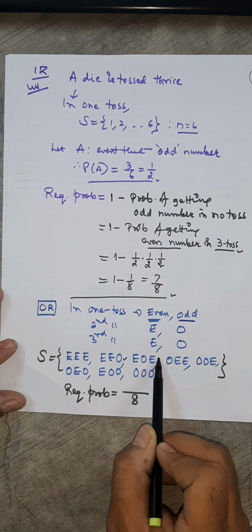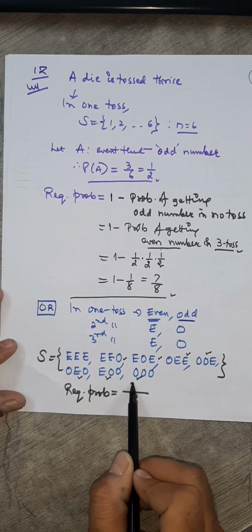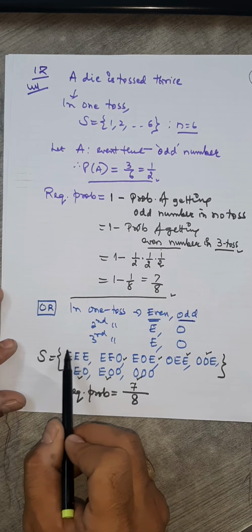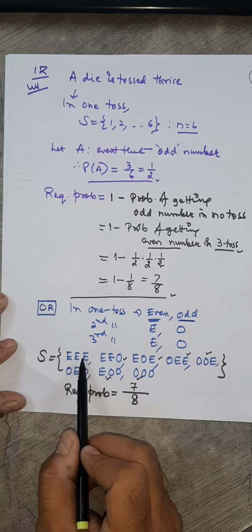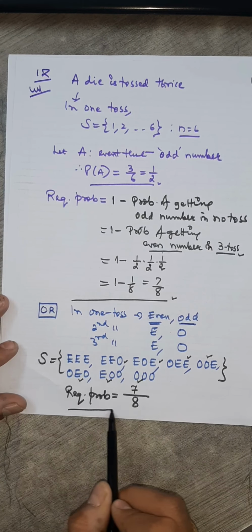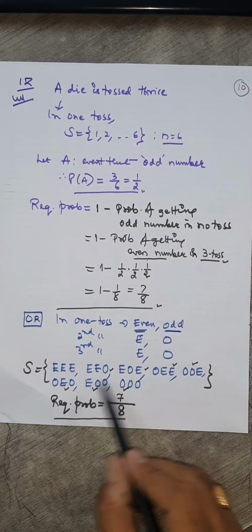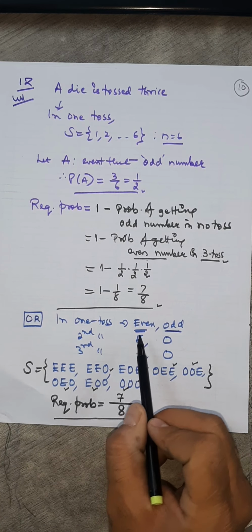So 1, 2, 3, 4, 5, 6, 7. So 7 by 8. Here you have all even numbers, which is 1 by 8. That's why you are getting 1 by 8 here. This is another way of doing the same question. If you feel that this is difficult, this is another way of writing the same question.